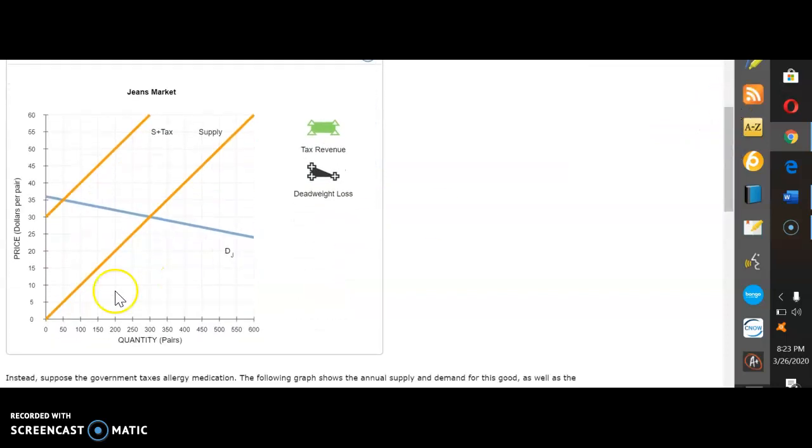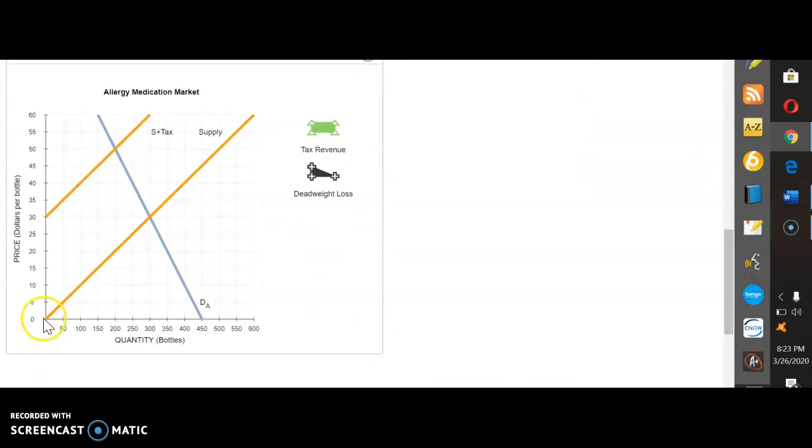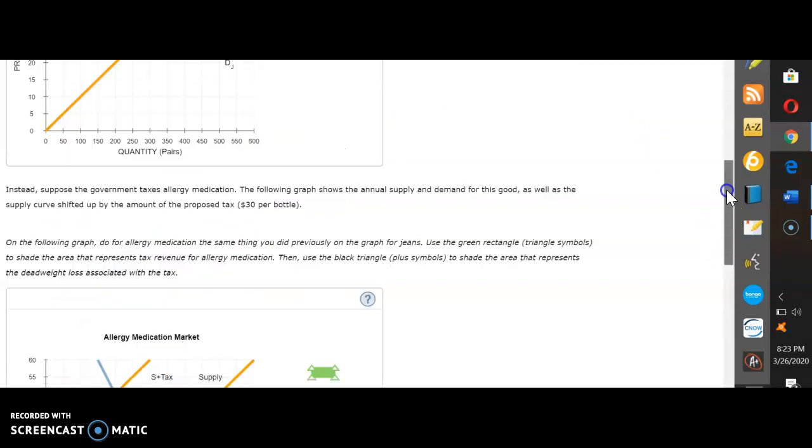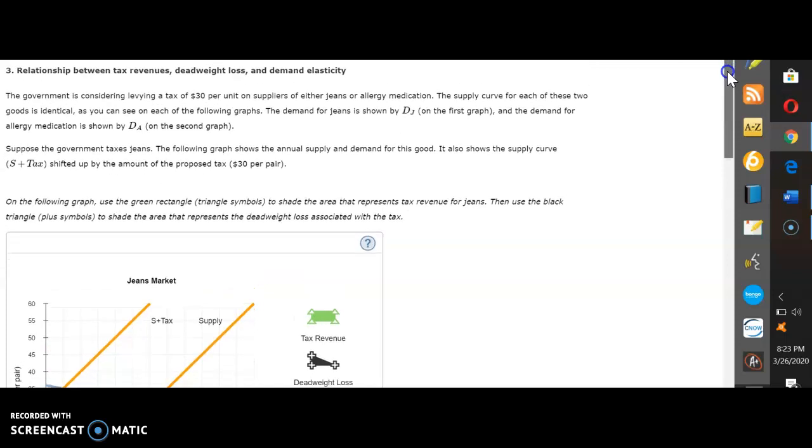Here's the jeans market. Here's the supply before the tax. Here's the supply after the tax. Now compare that to the medication market. Notice the supply curves are the same, okay? Which means if it's a $30 per unit tax, the supply curve is going to shift up by the amount of the tax. And we did this in class, but we can probably stand to do it again.